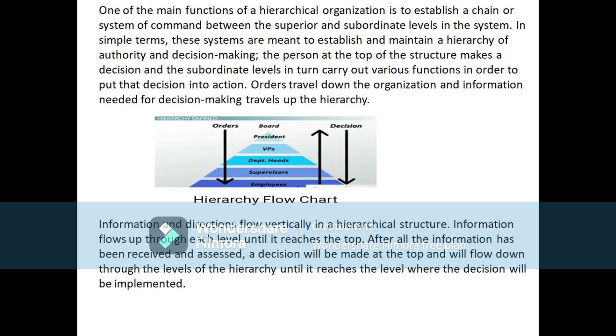Coming to this flow chart regarding orders: orders are given by top level management, and we see the arrow pointing downwards, from top to bottom. In reverse, from employees to the board, there is an arrow pointing upwards, meaning the information is communicated to the top level management. In return, the decisions are taken by the board or the top level management and sent to the lower level managements and all levels of the management.